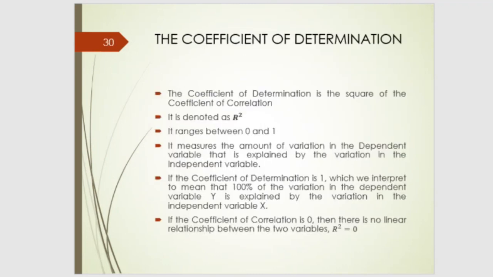Okay. Coefficient of determination, which is denoted by R squared. It's also got a range between 0 and 1. So it means that if the coefficient of determination is 1, we interpret that to mean that 100% of the variation in the dependent variable, which is y, is explained by the variation in the independent variable x.